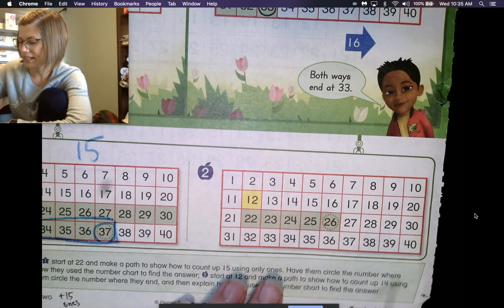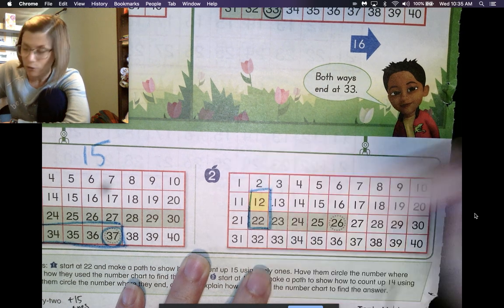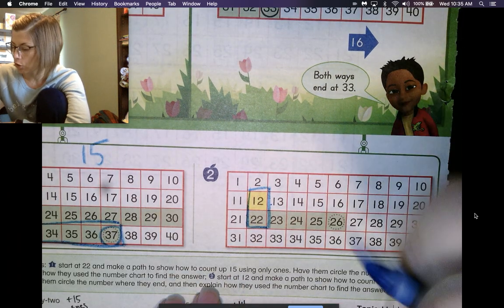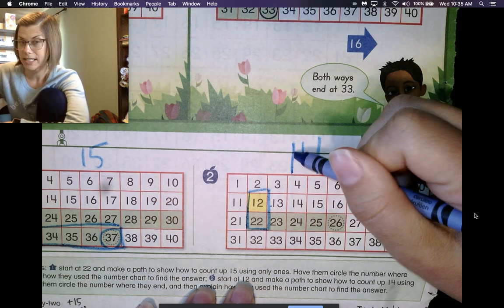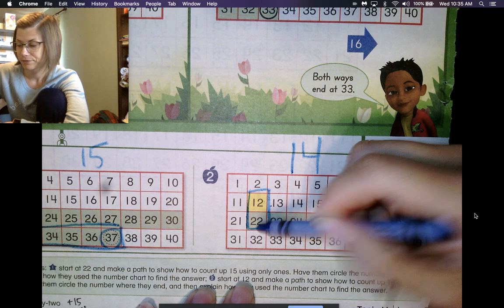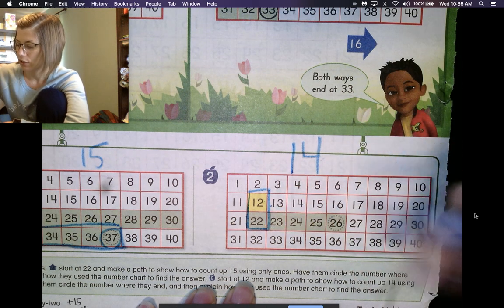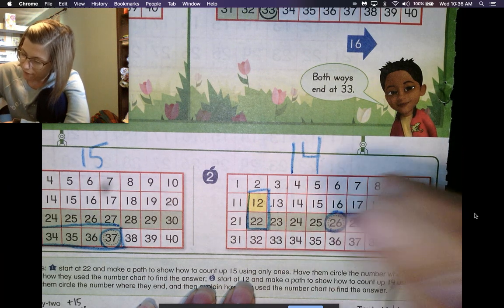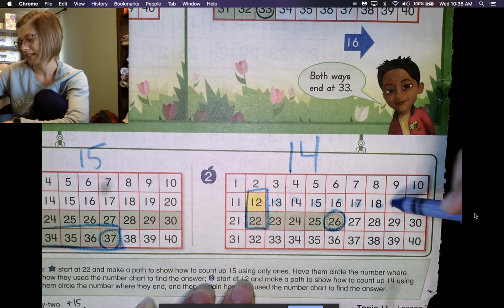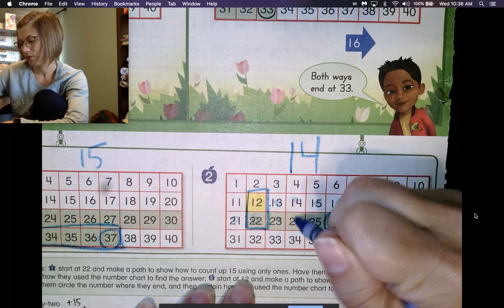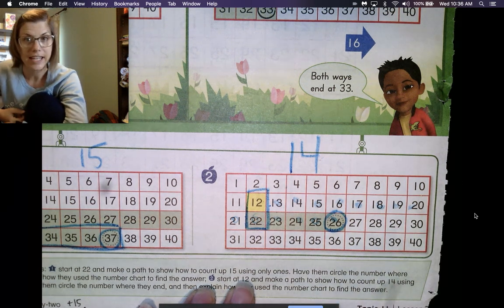Let's do it again. This time, let's count. Oh, they're showing us how to count by tens by going down. We're going to count 14, okay? So I'm going to count a 10, and then 4 ones. 10, 11, 12, 13, 14. Gosh, that's quite a bit faster than counting 1, 2, 3, 4, 5, 6, 7, 8, 9, 10, 11, 12, 13, 14. It's much faster if I can count by tens.